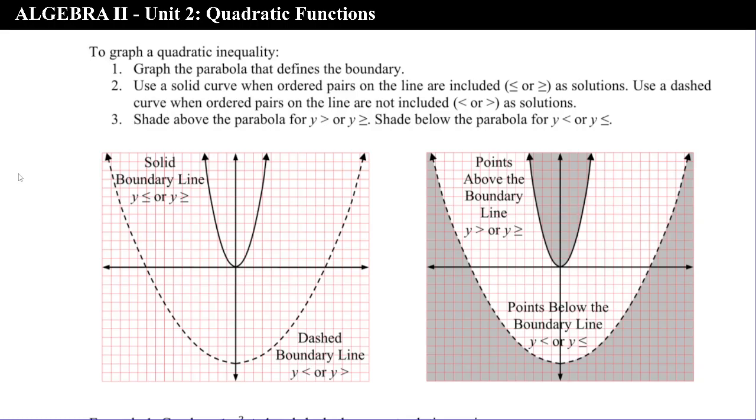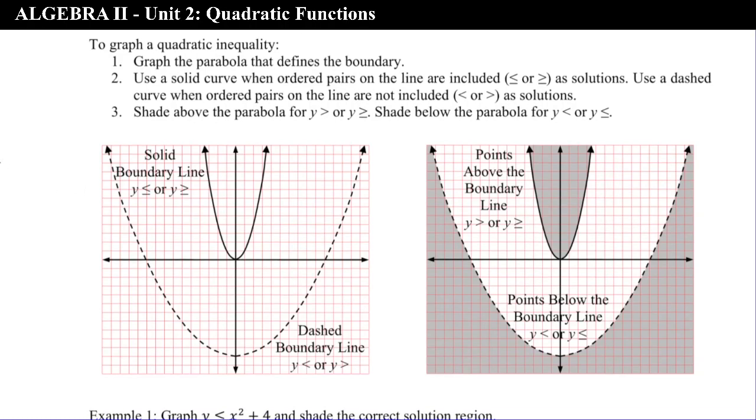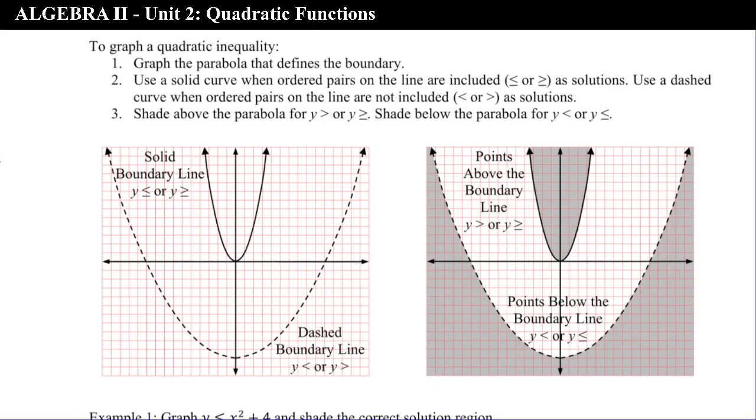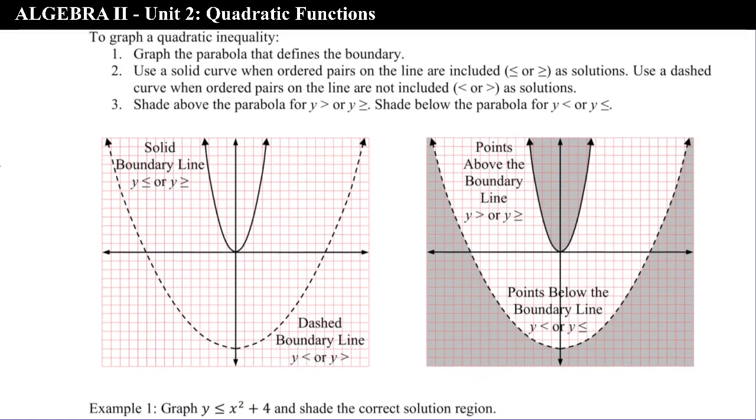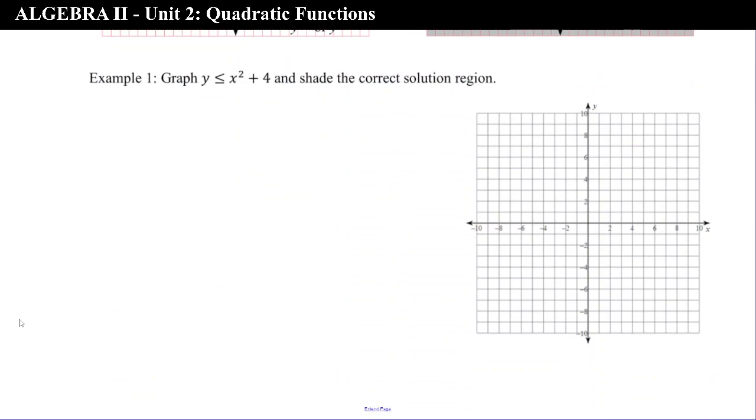And then you're going to shade above the parabola for anything that's greater than, you'll shade below for anything that's less than, okay? So again, a lot of stuff that we've already done before, just in a little bit different format, and there's examples of your shading and your solid and dashed lines there. So let's just do some examples. We're going to graph this and shade the correct solution.